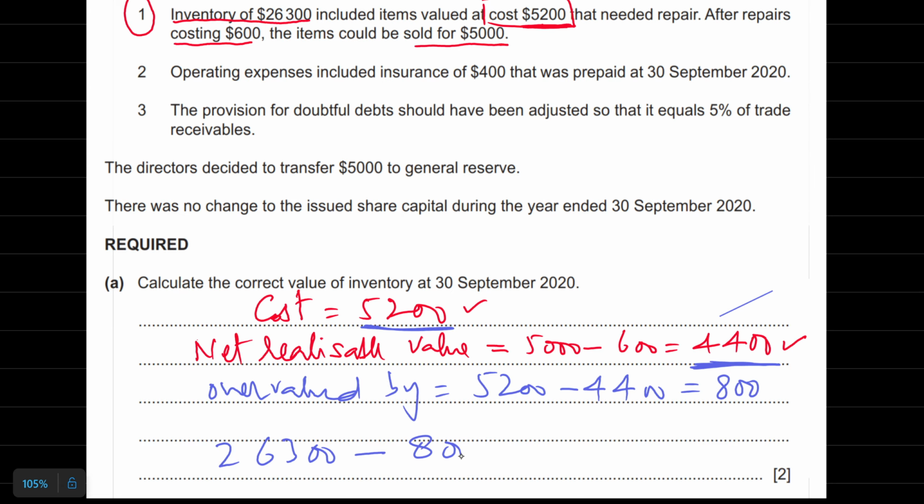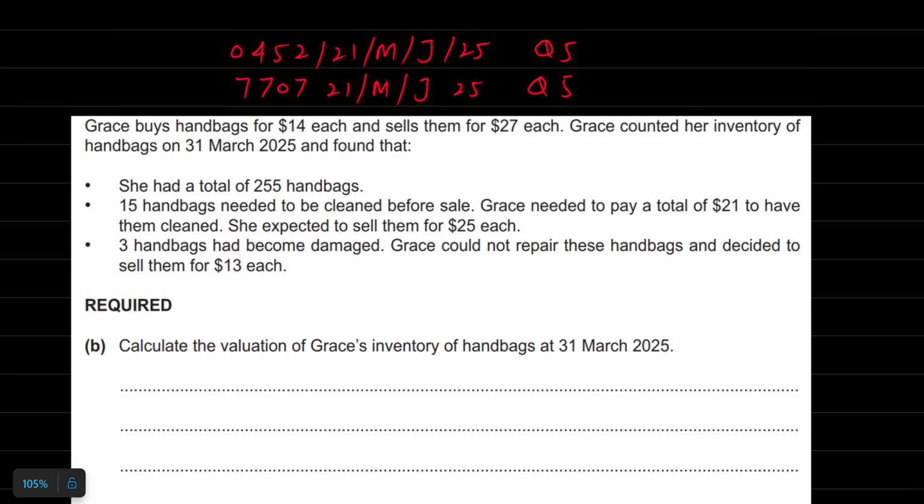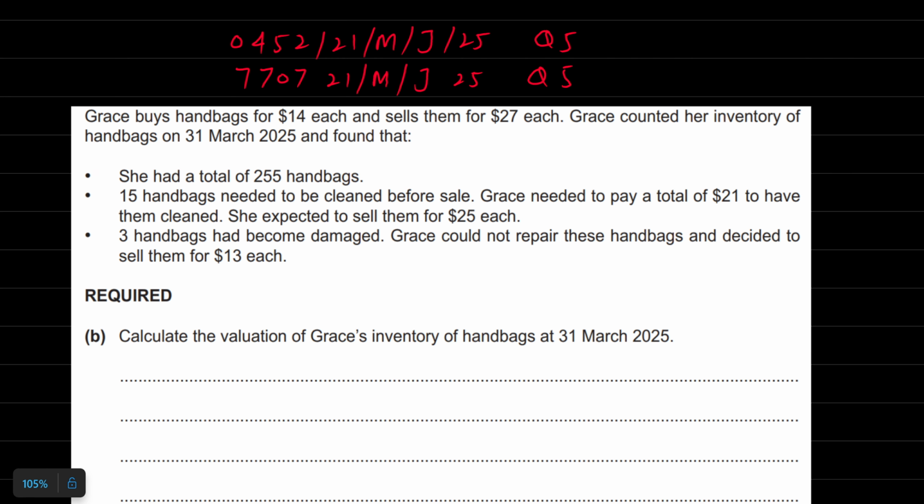26,300 minus 800 will be equal to 25,500. So this is the correct value of inventory. Now let us move to May-June 25 variant 2-1 of both IGCSE and O-level papers.